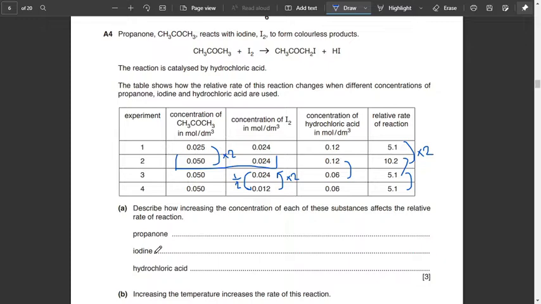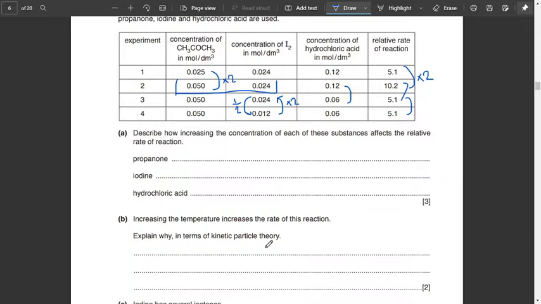So as we double propanone, the rate of reaction doubles. Iodine is the same, it does not cause any effect. Hydrochloric acid also doubles as the rate of reaction doubles. It's a very simple question. You need to look at the table, whatever will be given in your question, and you can easily solve it.